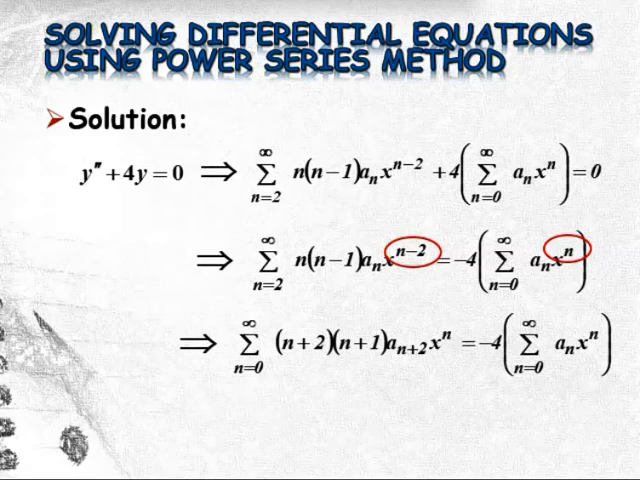So n was transformed to n plus 2, n minus 1 was transformed to n plus 1, a sub n was transformed to a sub n plus 2, and x to the n minus 2 was transformed to x raised to n. And of course, don't forget to change the initial value of n. Instead of using n equals 2, we need to use n equals 0, ending up with the left and the right member of the same powers.